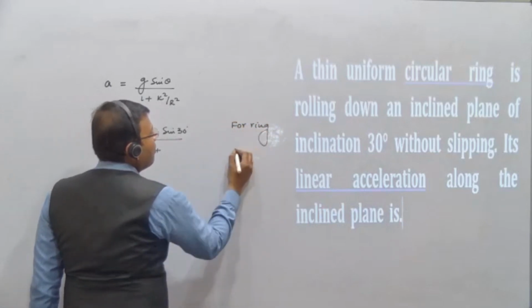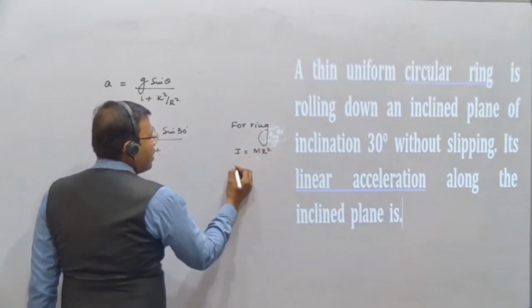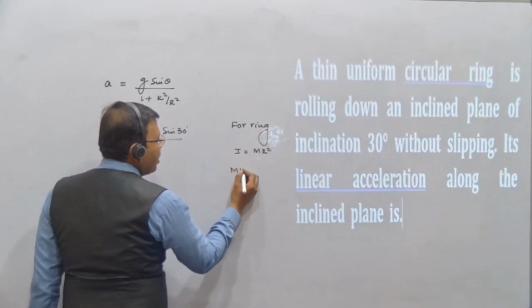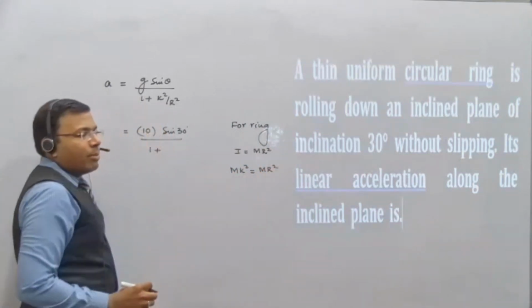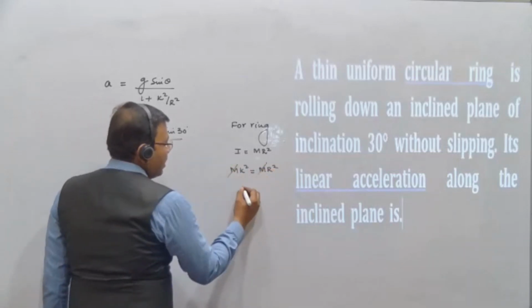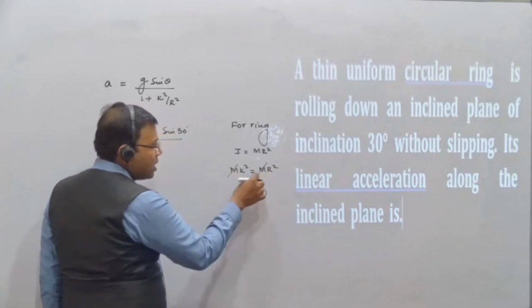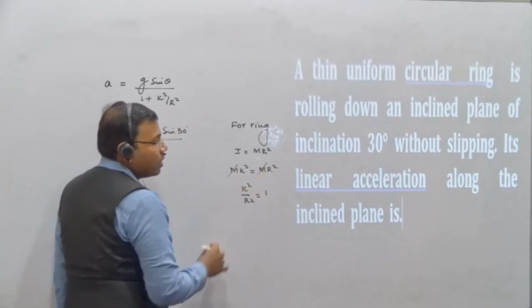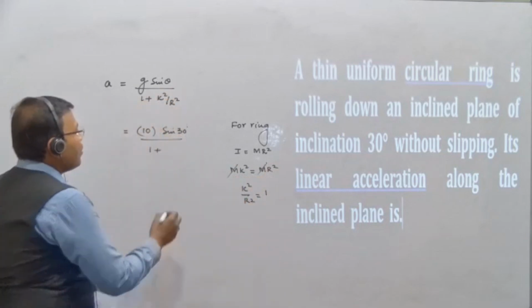So therefore, for a ring, you know the moment of inertia is mr square, and if I take I as mk square, that is equal to mr square. This is the fixed formula for moment of inertia in terms of radius of gyration. So m gets cancelled, and k square by r square is equal to 1. I am taking this r square here, so k square by r square will be 1, beta. So now here I take the value of k square by r square as 1.